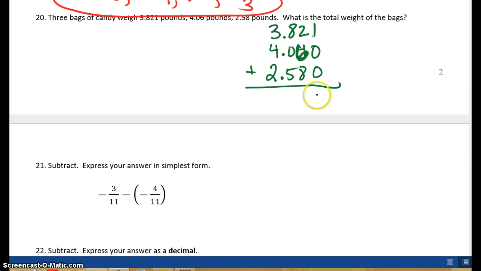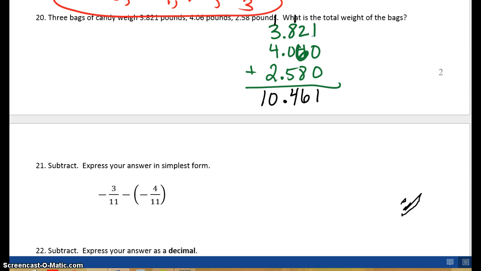So we're going to add like normal. 1, 8 plus 6 plus 2, 16. 14. Make sure we bring down that decimal place. That's why we line those decimal places up. So 3 plus 4 plus 2, adding that 1 there, is 10.461.